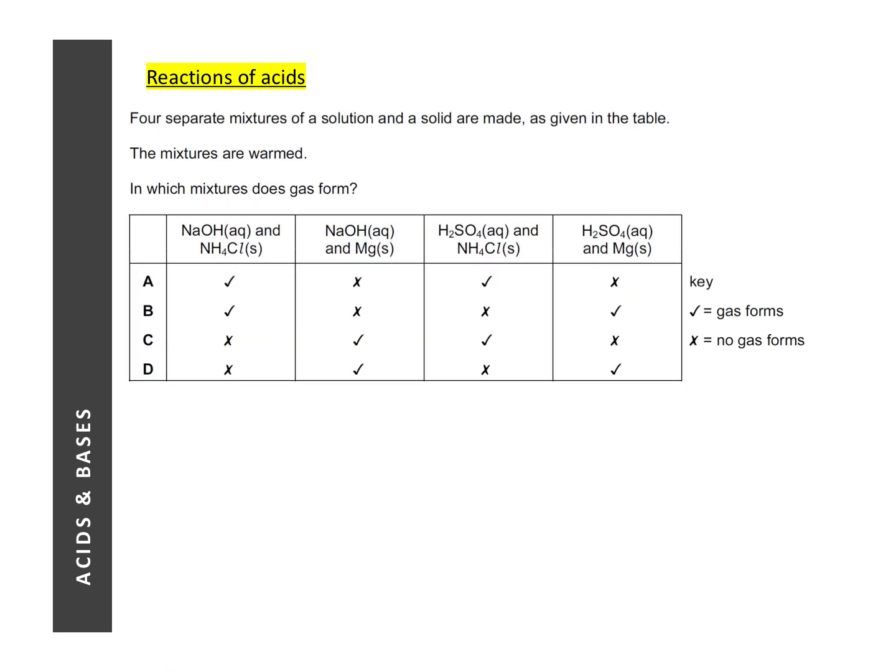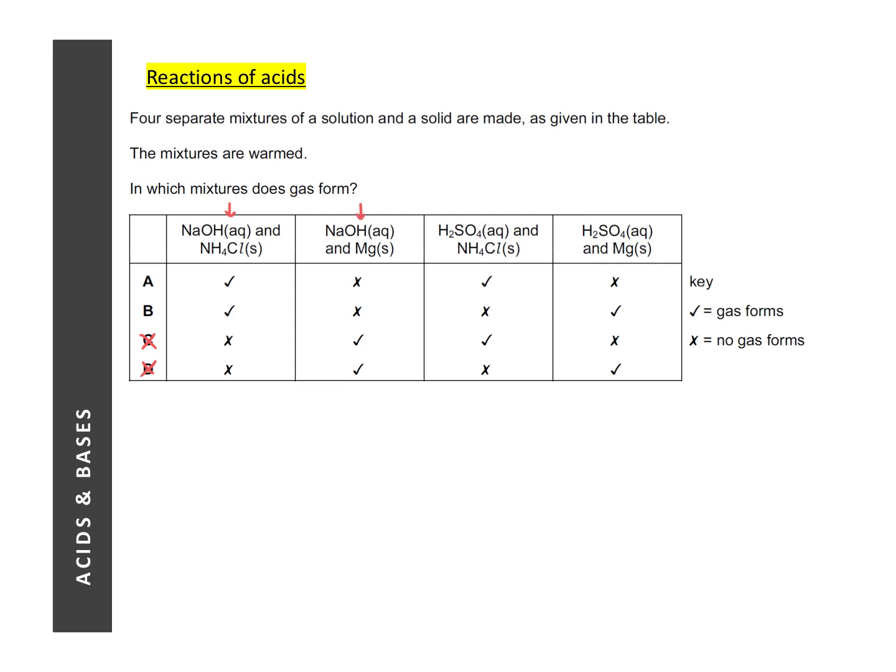Now we look at the reactions of acids and alkalis. There are 4 different reactions. The question is asking in which reaction a gas would form. So let's analyze the reactions one by one. In the first column, we have an alkali reacting with an ammonium salt. We have learned that when alkalis react with ammonium salts, we get a salt, ammonia gas, and water. So indeed, a gas will be formed in the first reaction.